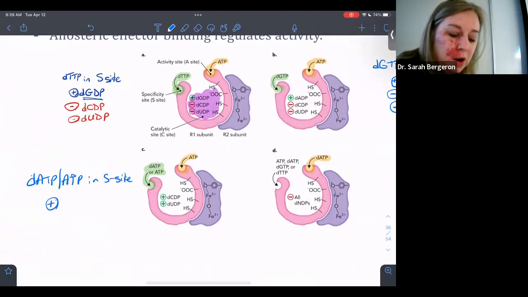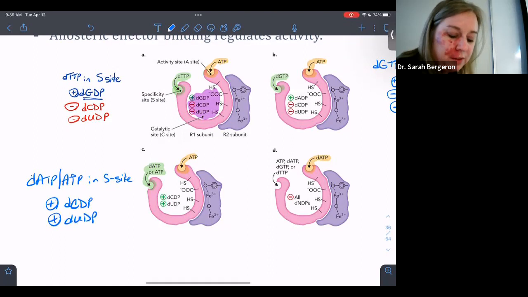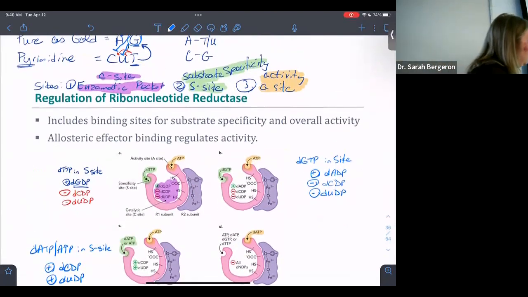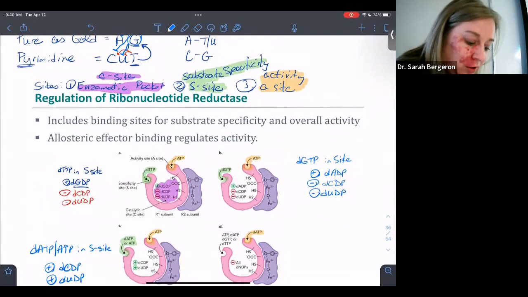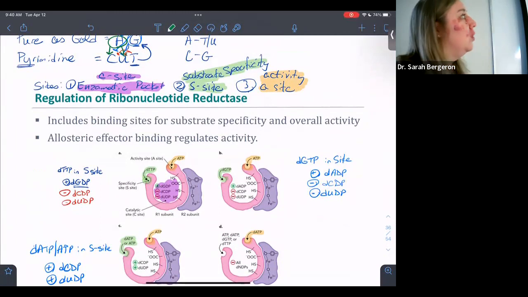So we're going to promote 2, DCDP, and we're going to promote DUDP. So if we have A, I can't fit them quite all. If we have A, look up at the top, we're going to promote C and U. Do you see how those are the only 2 that weren't promoted in the past? We're going to promote C and promote U.